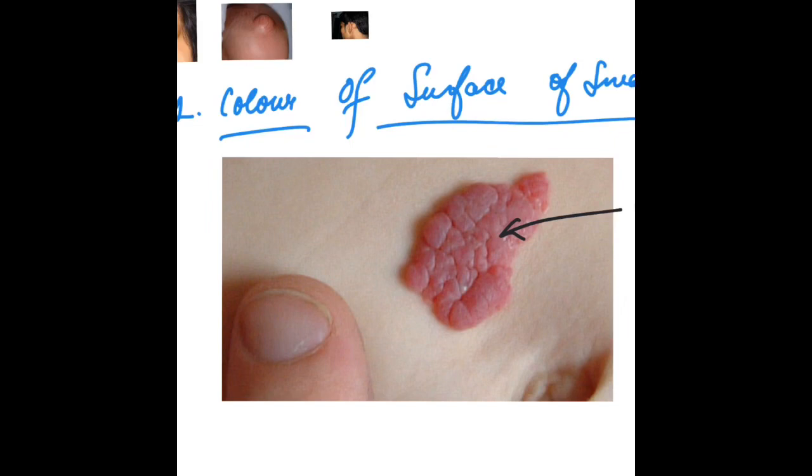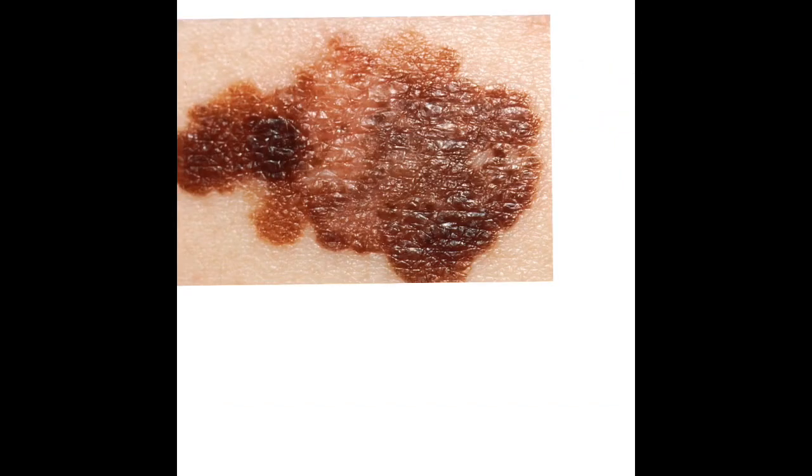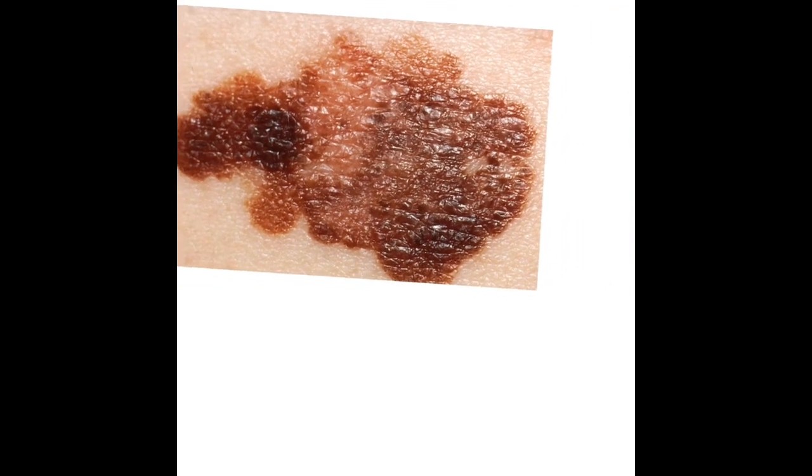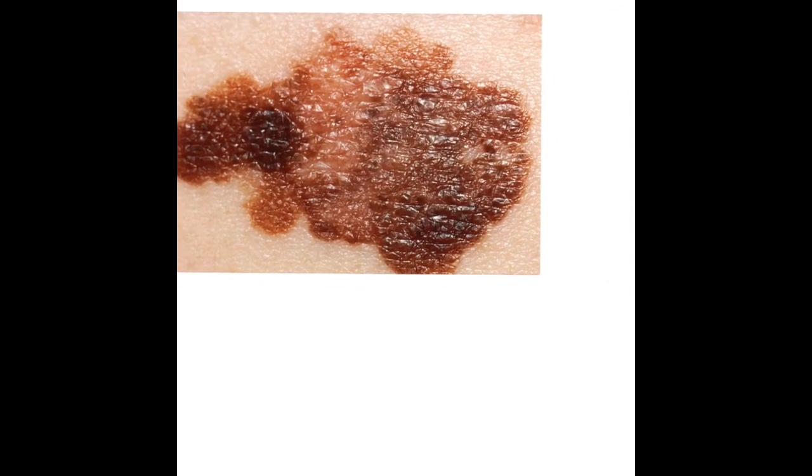Okay, and now another one. Have a look at the swelling. Now the color is almost black to brown, but if you are more specific, it's of variegated appearance, right? And also the shape is irregular. Now why I'm stressing on this is because such a swelling will be, without any doubt, malignant melanoma.